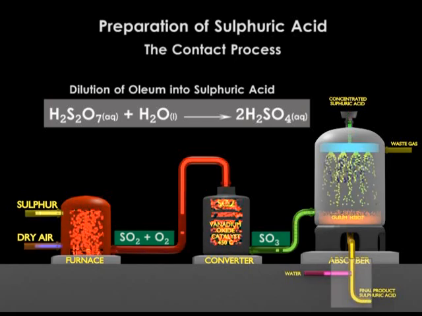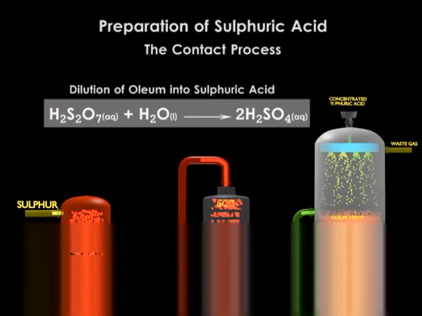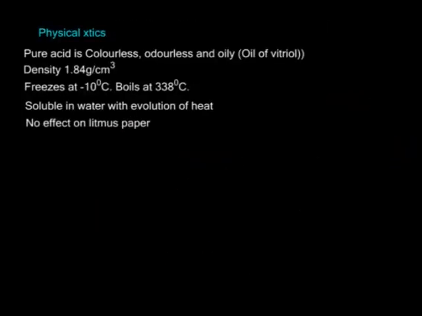The disulfuric acid from the previous stage is mixed with a calculated quantity of water to give concentrated sulfuric acid.